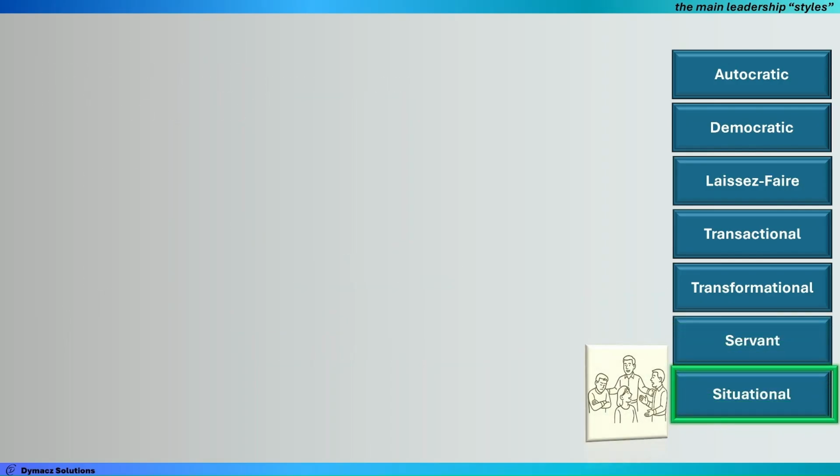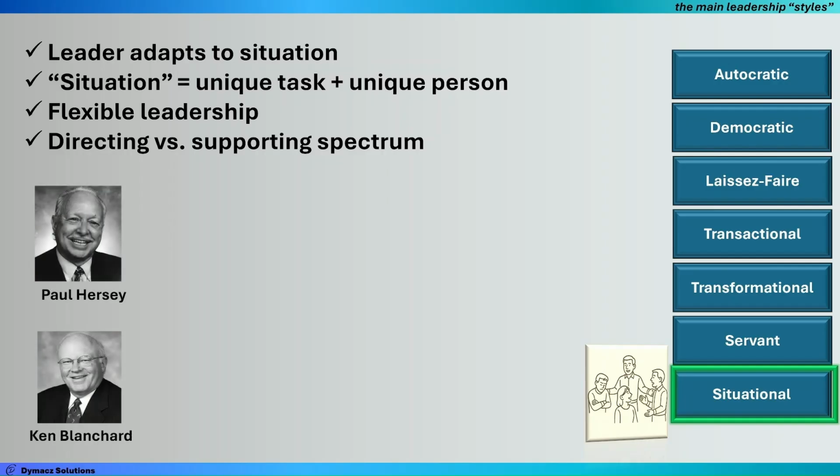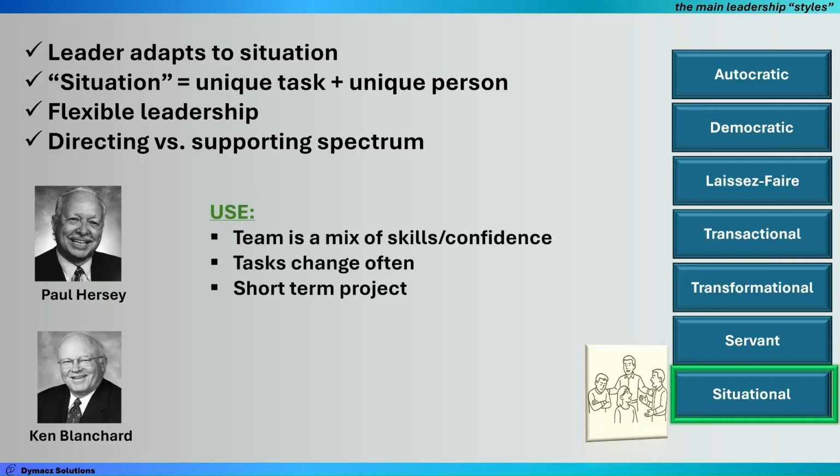And for our lucky seven, we have situational leadership. Here, the leader adapts based on a combination of the team and the task, which makes up the situation. The style tries to be flexible. The leader changes between directing and supporting, depending on the person and what they are doing. It's a style that came from Paul Hersey and Ken Blanchard from the late 1960s, both management experts. Situational leadership is great when working with a team filled with people of a mix of different levels of skill and competence, and when tasks change frequently, like a short term project.